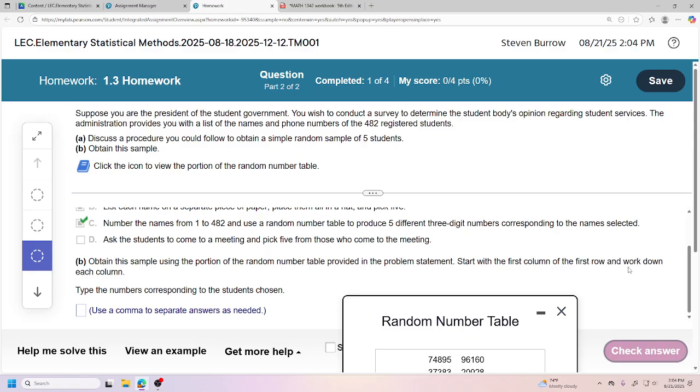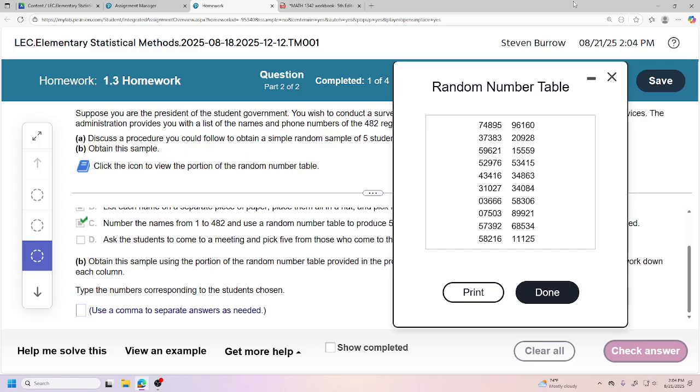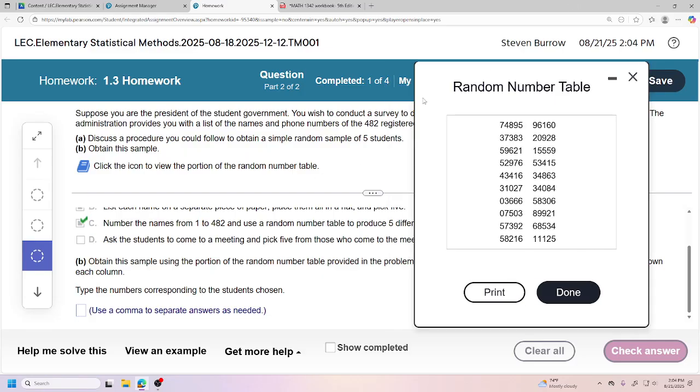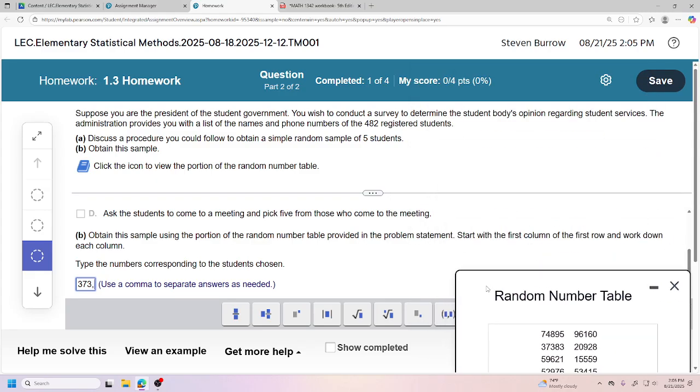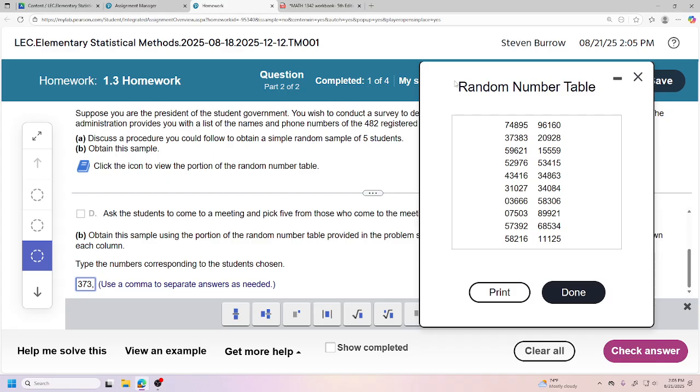And they say start in the first column in the first row and work down. Okay, so here we go together. I'm looking for numbers that are 482 or less. So the very first number that I see up in the top here is 748. Does that work? That does not work. So I have to go to the next one. 373. Does that work? So I need to put that one down, comma. How many do we need? Did they say? 5 students. Okay.